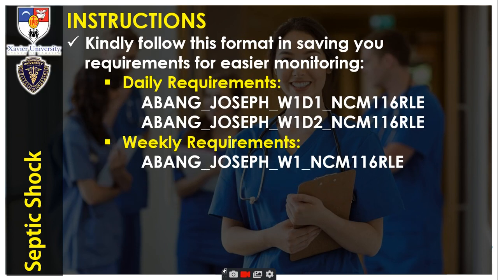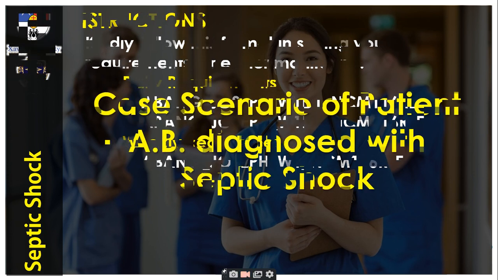Furthermore, kindly follow this format in saving your requirements for easier monitoring. For daily requirements, examples include Abang_Joseph_W1D1 for day 1 and _NCM116RLE, then Abang_Joseph_W1D2 for day 2 _NCM116RLE. For weekly requirements: Abang_Joseph_W1_NCM116RLE. So please follow that.